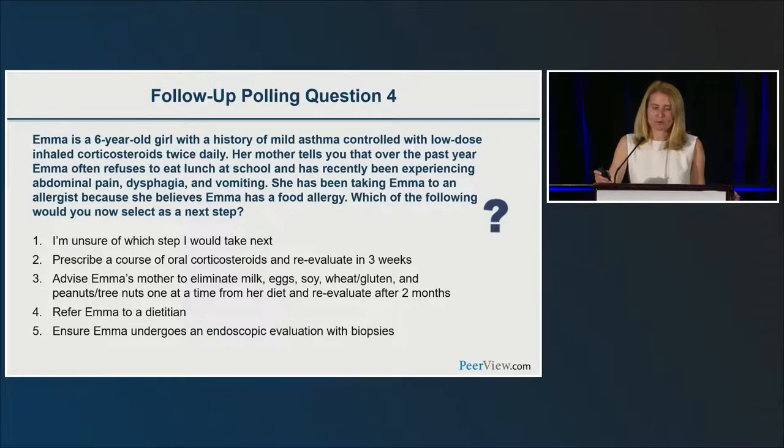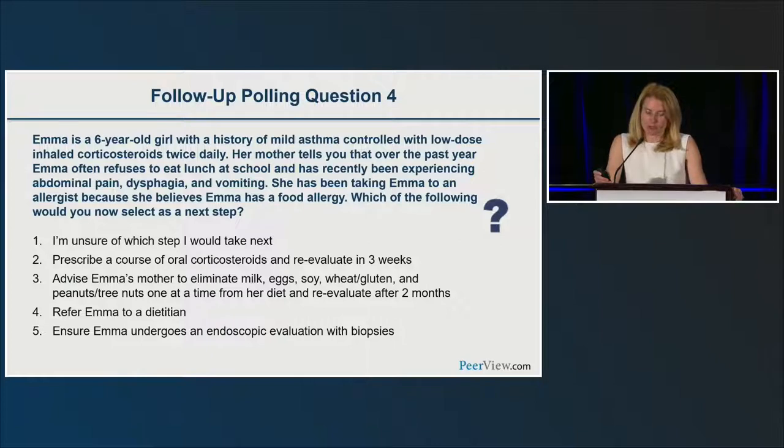So we will skip to Emma, who's a 6-year-old girl with a history of mild asthma, controlled with low-dose inhaled corticosteroids twice a day. Her mother tells you that over the past year, Emma often refuses to eat lunch and has recently been experiencing abdominal pain, dysphagia, and vomiting. She's been taking Emma to an allergist because she believes Emma has a food allergy. Which of the following would you select now as a next step?